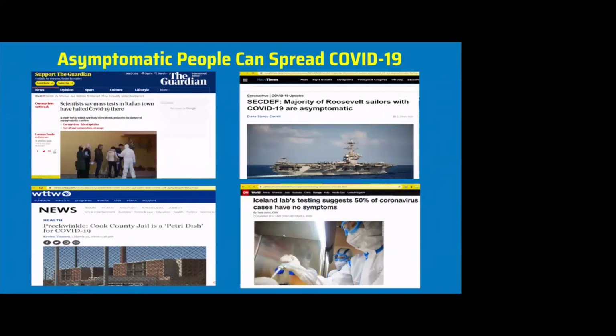And then lastly, Cook County Jail. Cook County Jail is the largest jail in the country. The inmates there filed an emergency restraining order to get PPE and also COVID testing. They won that. It led to the testing of the entire jail. And there they also found about 50% of the people were COVID-19 positive with no symptoms.